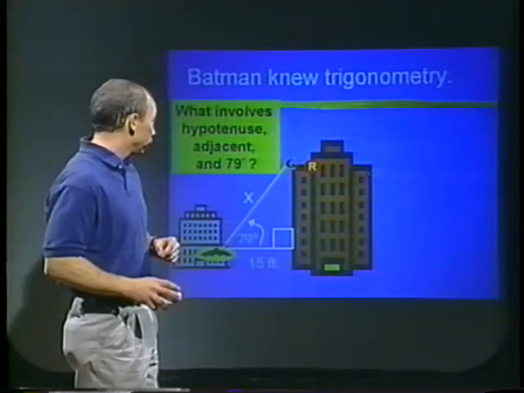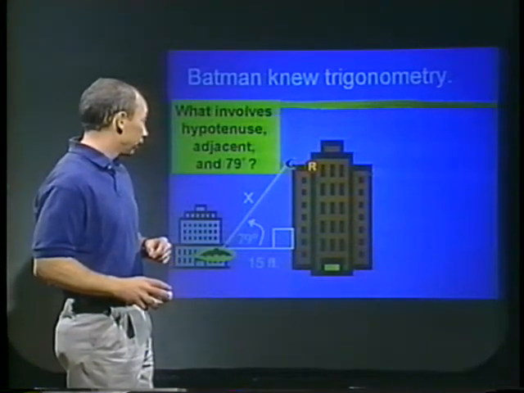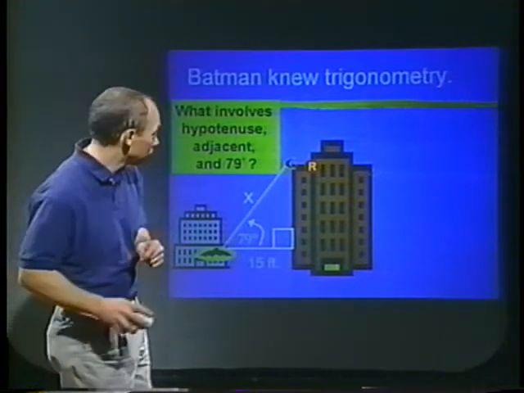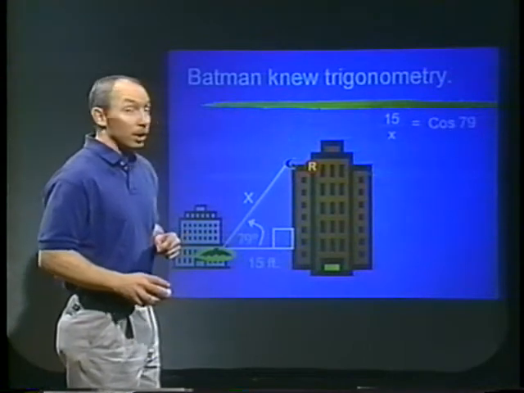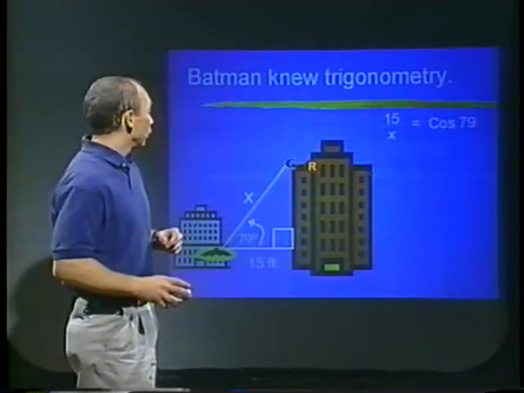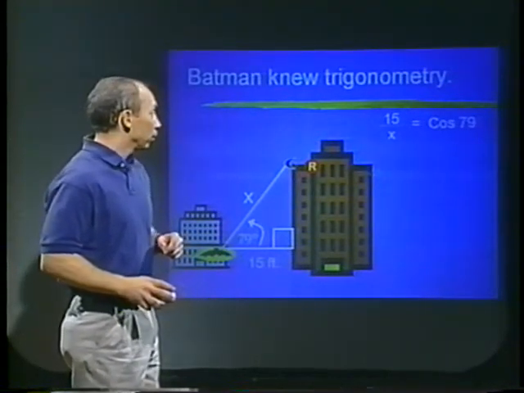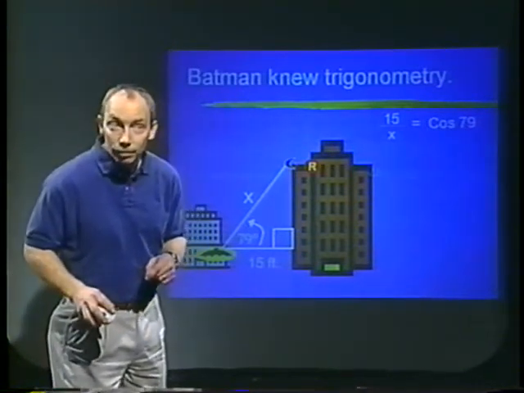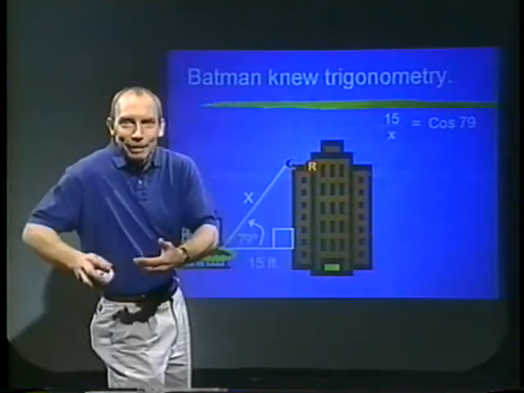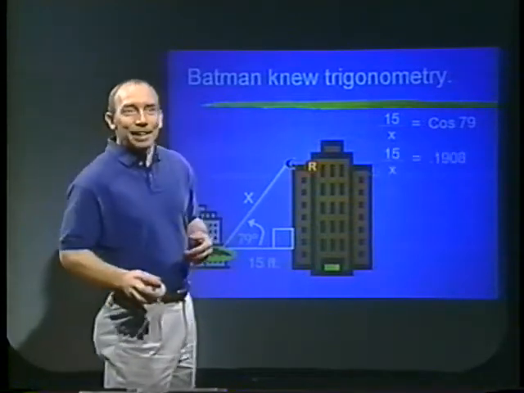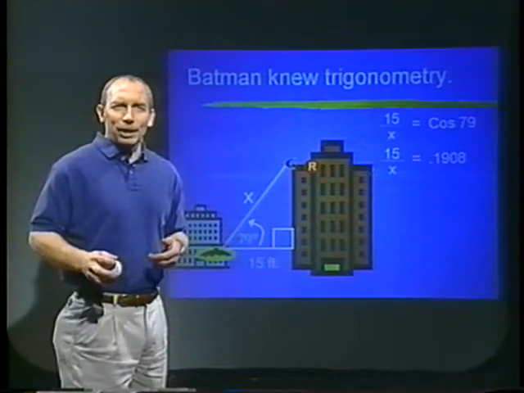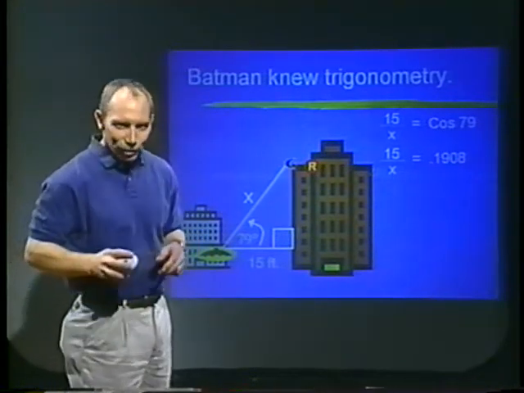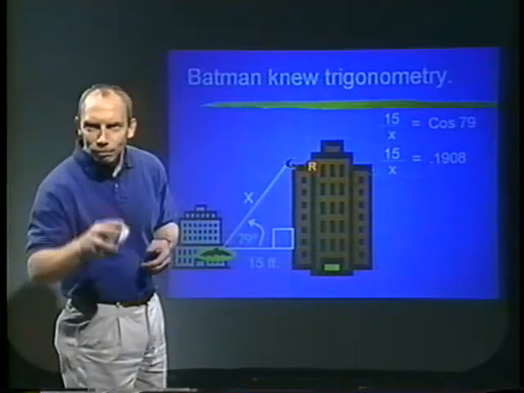Now, what involves the hypotenuse, the adjacent leg, and 79 degrees? You're supposed to memorize that. Okay, which one does that? Well, it's the cosine. Okay? So what goes on top? The adjacent goes on top. 15 divided by x is the cosine of 79 degrees. Okay? So, of course, Batman got his calculator out, and he knew he had to solve for x. So the first thing he did was find the cosine of 79 degrees, which you can do. You just learned how to do that. Typed in cosine and 79, hit enter, okay?